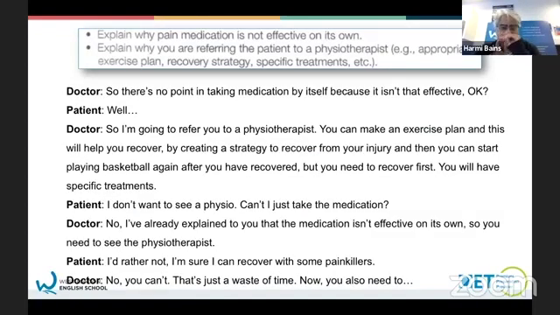Okay, so first of all, the doctor or the nurse as well, I should say, don't worry, it says doctor. This is also from a nursing role play as well. It's very similar, in fact.